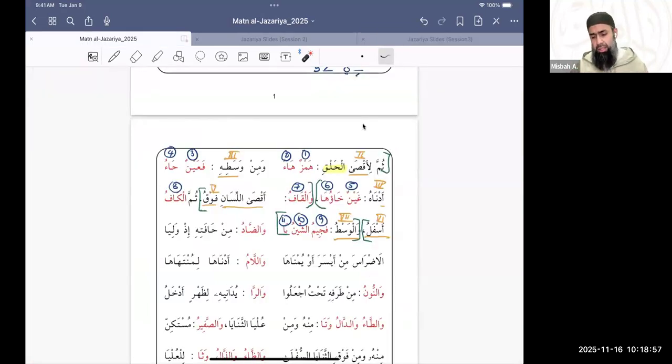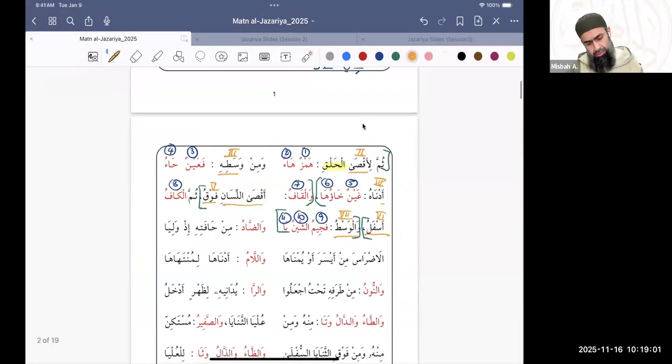So min hafatihi idh waliya. So we got another of our makhraj, the makhraj of dad. All right. This happens to be our 12th letter, and we're continuing. والضاد من حافته ولي الأضراس من أيسر أو يمناها.